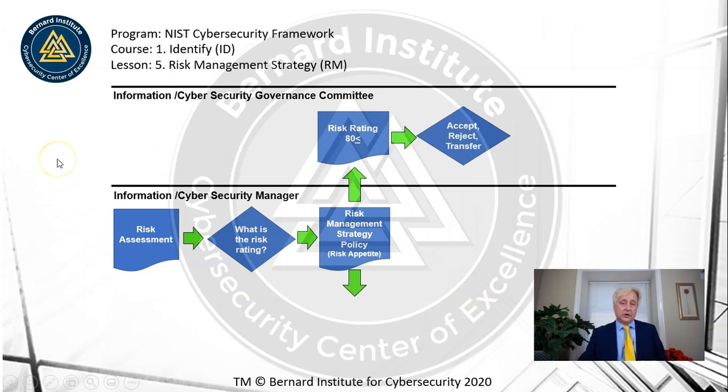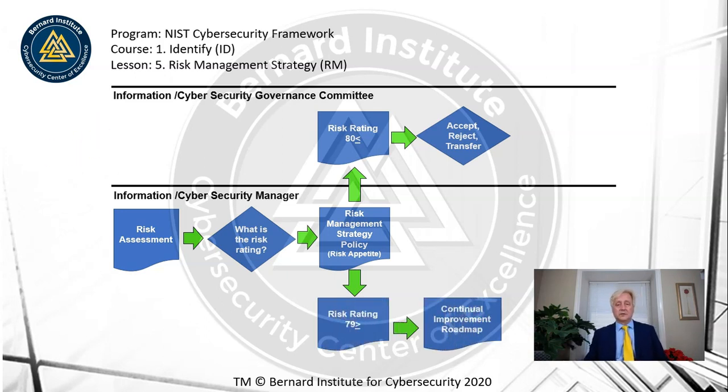The risk management policy will have the risk appetite defined in it, and that appetite I'm recommending as part of my process, my methodology, is that it's a score of 80 or above, so equal to or greater than 80 risk rating. And then the governance committee will make decisions about accepting, rejecting, or transferring risk.